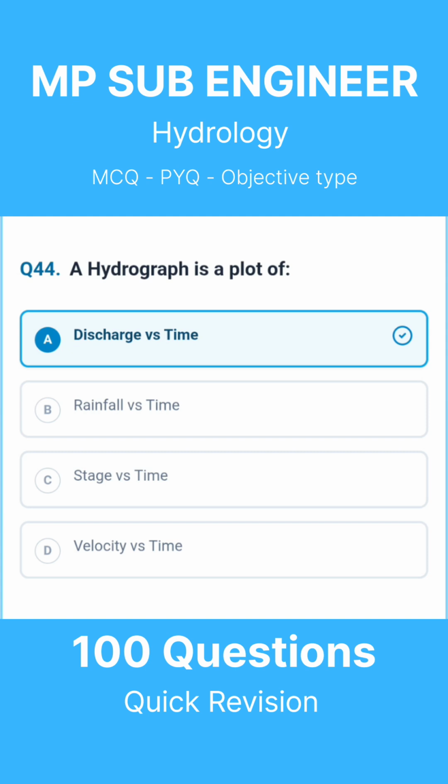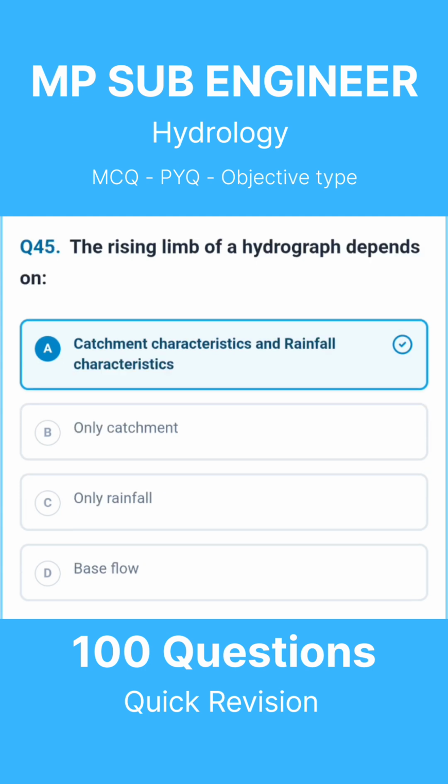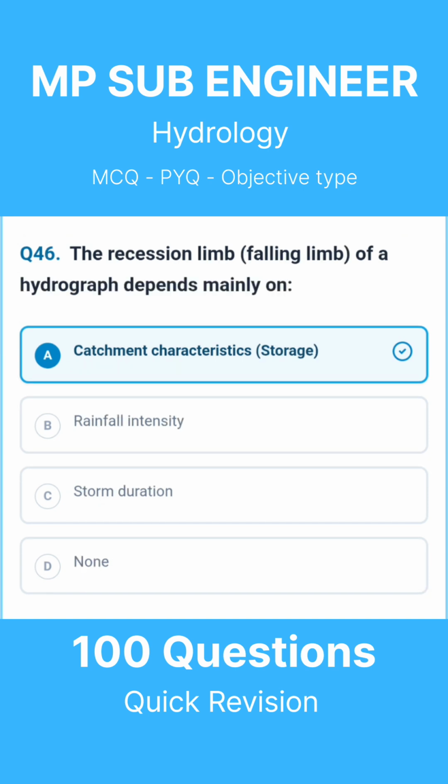Question 44. A hydrograph is a plot of. The correct answer is discharge versus time. Question 45. The rising limb of a hydrograph depends on. The correct answer is catchment characteristics and rainfall characteristics. Question 46. The recession limb, falling limb, of a hydrograph depends mainly on. The correct answer is catchment characteristics, storage.